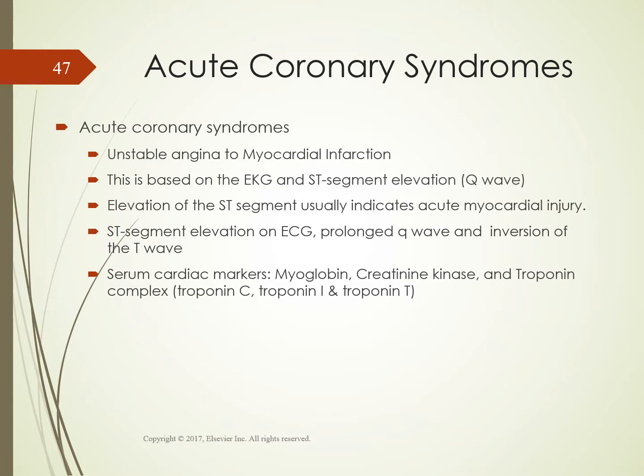Myoglobin is an oxygen-carrying protein similar to hemoglobin that is normally present in cardiac and skeletal muscle. It is a small molecule that is released quickly from infarcted myocardial tissue and becomes elevated within 1 hour after myocardial cell death, with peak levels reaching between 4 to 8 hours. So this is one of the markers that we're looking for. Because myoglobin is present in both cardiac and skeletal muscle, it is not cardiac specific.